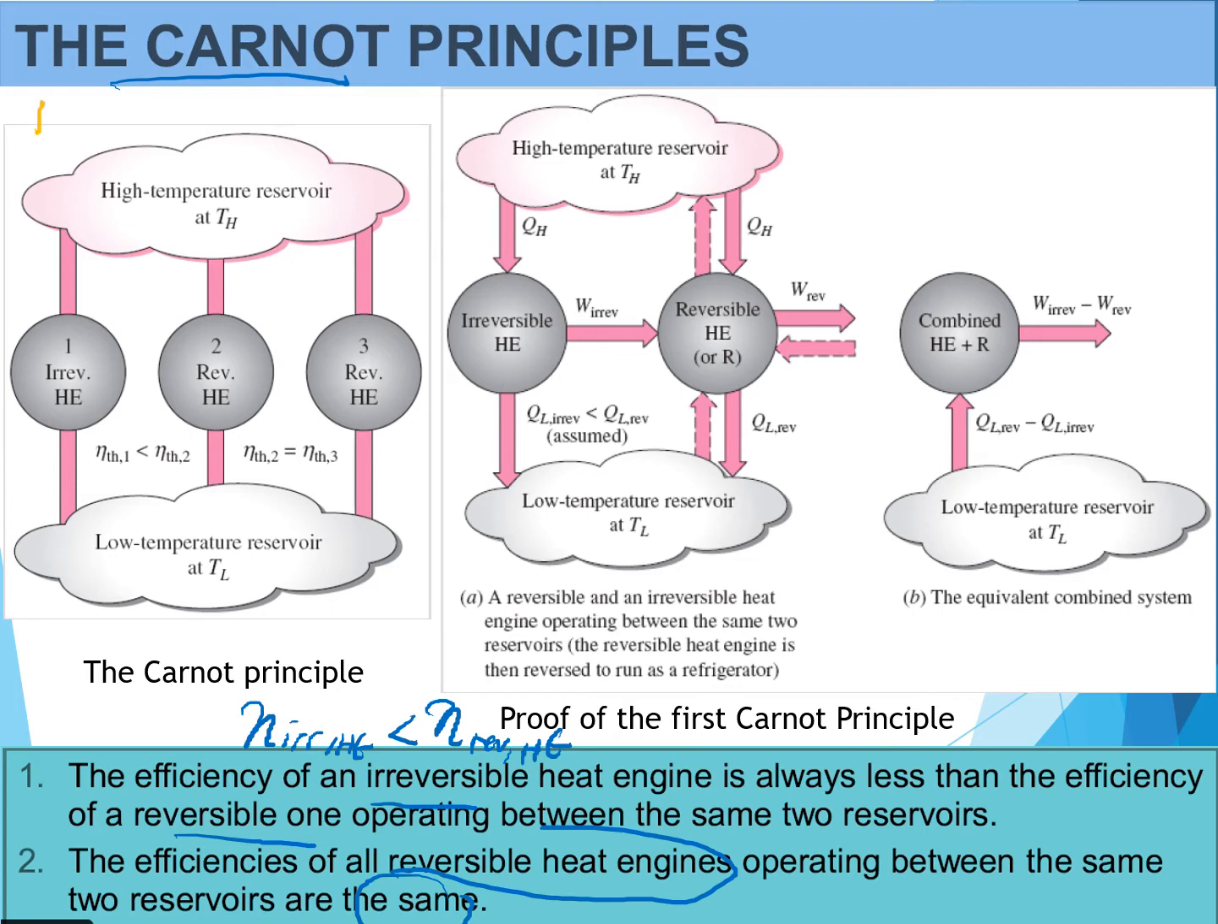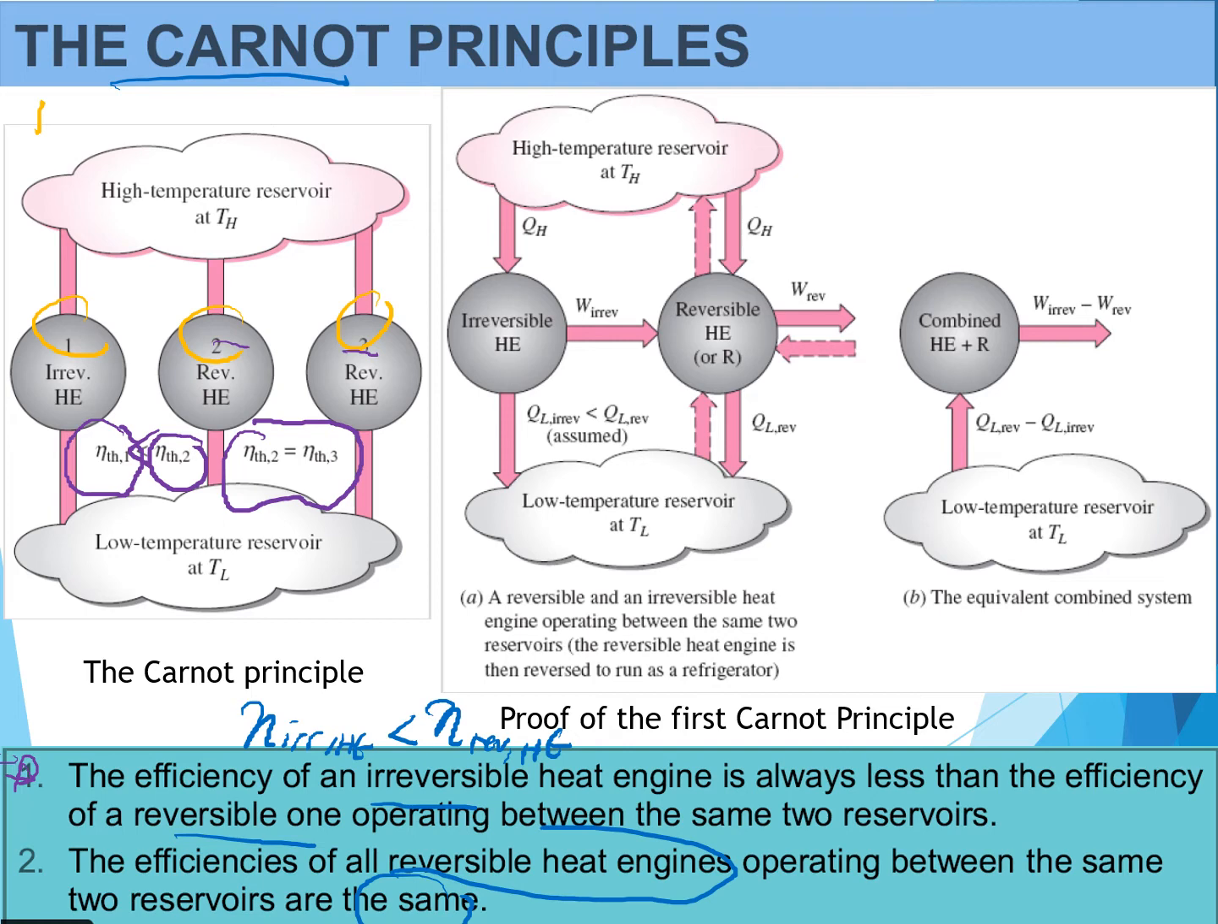As you can see here in the first figure, you have three heat engines, right? The first heat engine is an irreversible heat engine, and the second and third heat engines are reversible. So according to the first principle, the efficiency of the irreversible heat engine, which is heat engine 1, is always less than the efficiency of heat engines 2 and 3 because they are reversible. And for reversible heat engines 2 and 3, the efficiencies are the same. Okay, now what does the second figure tell us about?